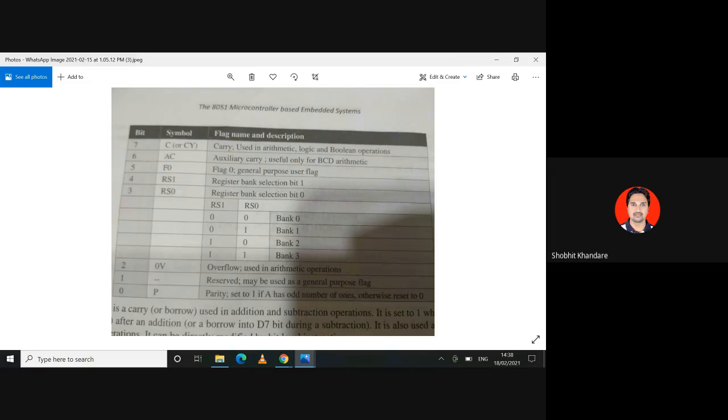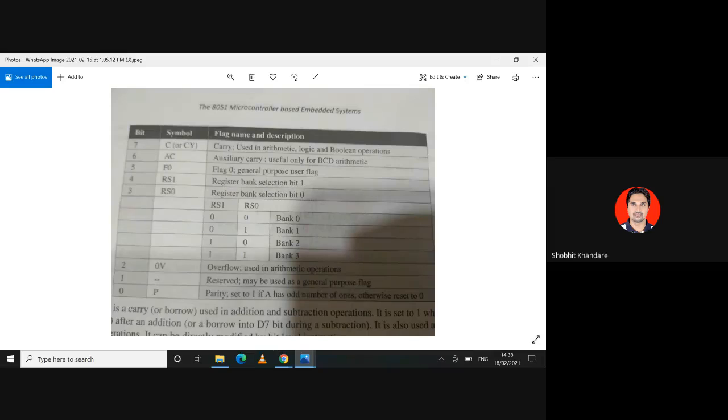Your arithmetic or logical operations will generate carry, auxiliary carry, parity bits, and overflow. All these different reflections during arithmetic and logical operations can be seen in the PSW. So you will start with the LSB, that is P.